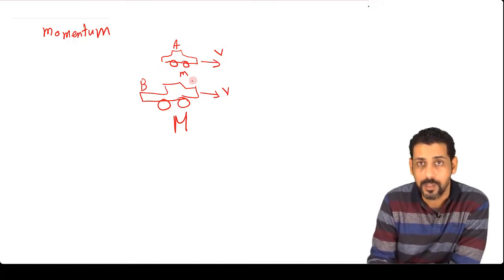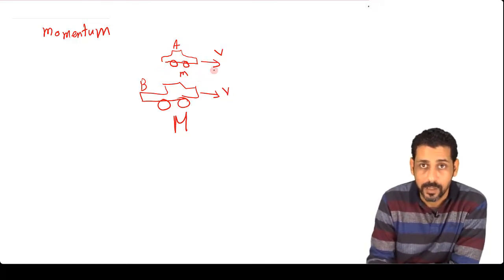Of course the one which has a smaller mass is easier to be stopped, if both have the same velocity. So the smaller mass is easier for us to stop.